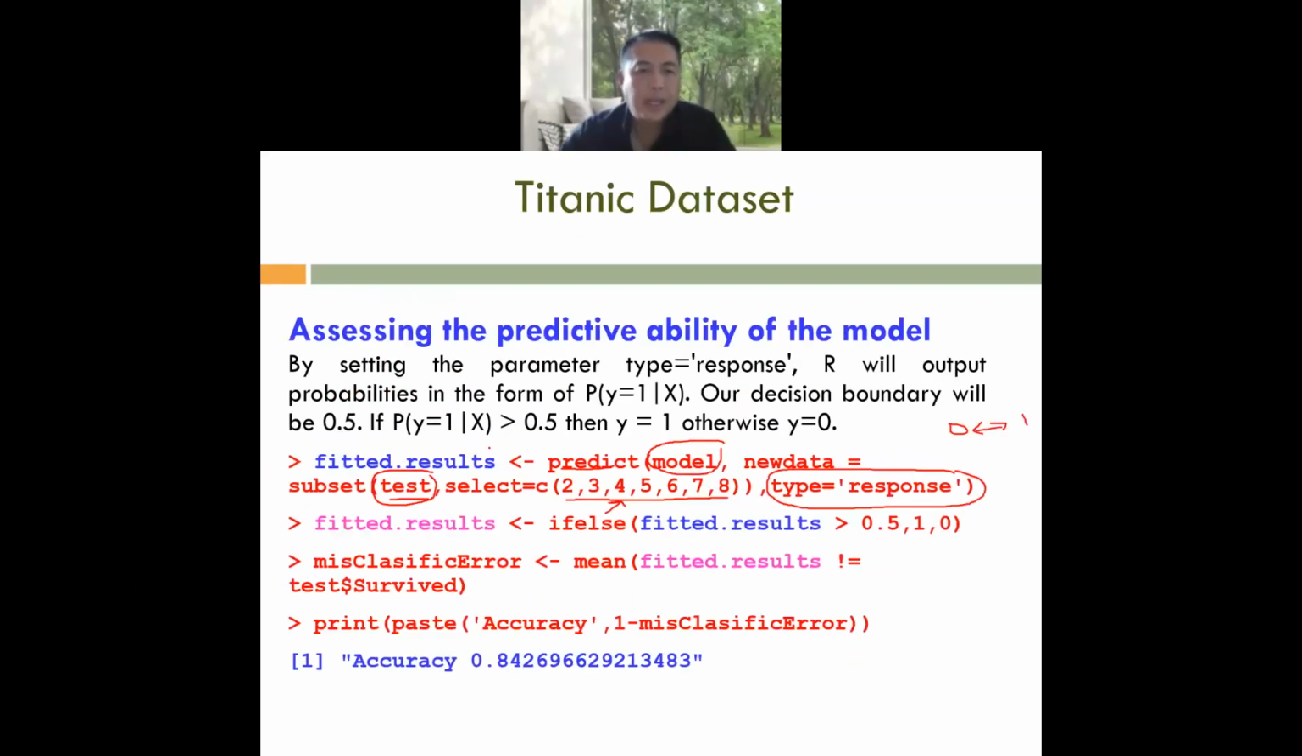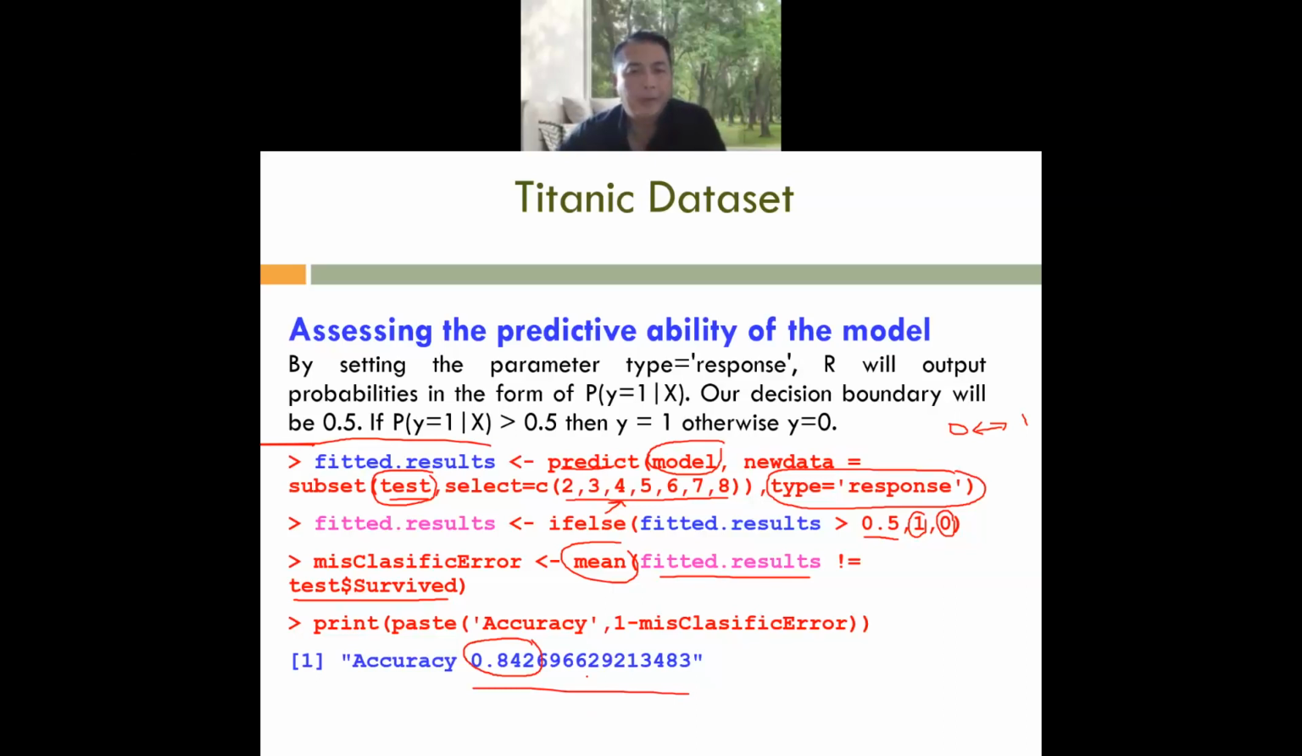Okay, so once I get the result, I will convert my result. If the value is greater than 0.5, I will put 1. If below 0.5, I put 0. Okay, and then I will match with the test survive column, and with this one, I will take the mean, how many of them get correctly classified. So when I print this one, basically I will just get the accuracy. So the accuracy that I get is around 0.84.